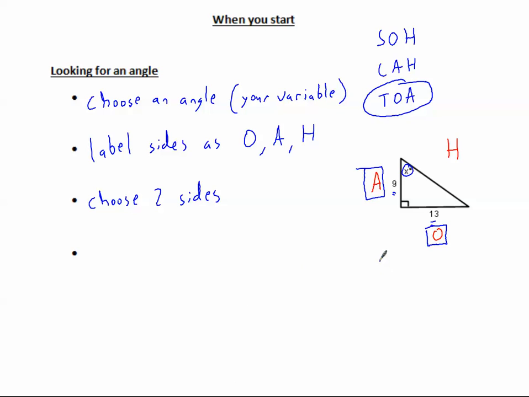Hopefully you started by writing the tangent of our x, yes, we will be solving for that, is equal to opposite over adjacent, 13 over 9. At this point, you could plug the 13 over 9 into your calculator to get a decimal, but we don't want to do that because that starts rounding way too early. We want to round at the very, very end of the problem.